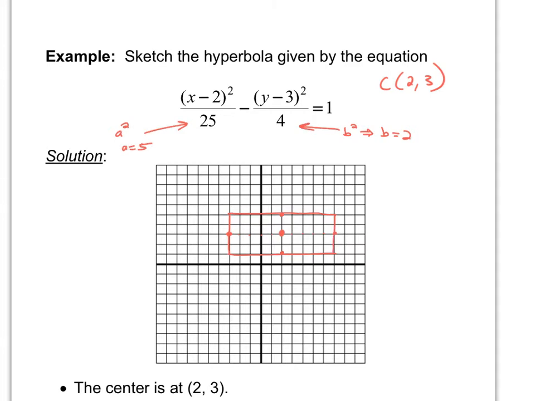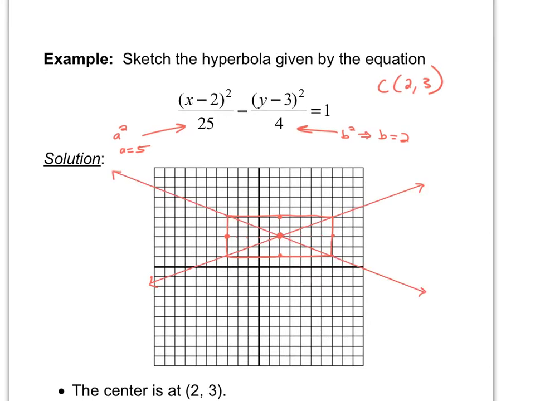The next thing I'm going to do is connect the diagonals of that rectangle and form what are called asymptotes. Okay, you can see that I've drawn those two intersecting lines. They intersect at the center and they go through the corners of that rectangle that I drew. Those are going to be my asymptotes for my hyperbola. In other words, my hyperbola is going to hug those asymptotes as my values get larger and larger.